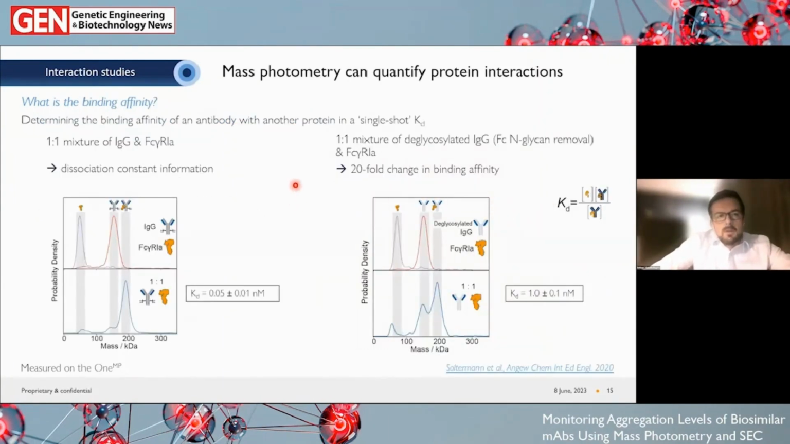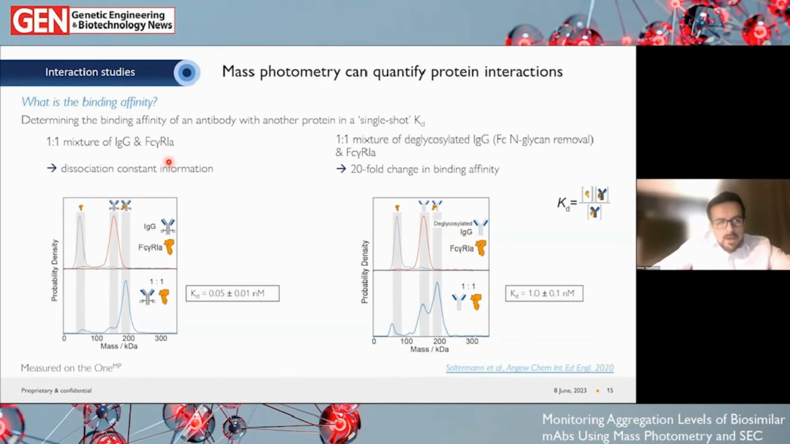One other thing that you can do following and using this approach is you can do single shot KD. So you can determine a dissociation constant in just a single snapshot measurement, not necessarily having to rely on a titration.